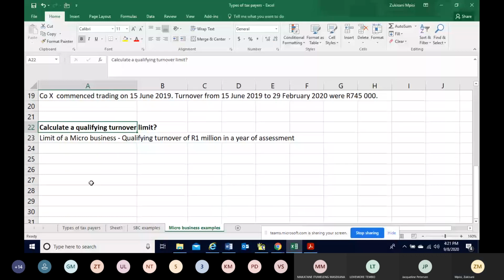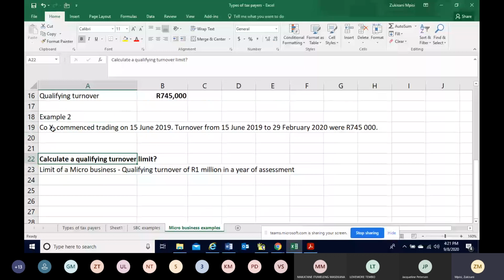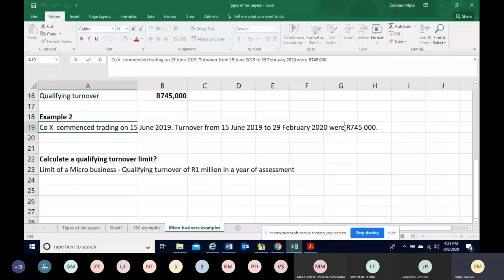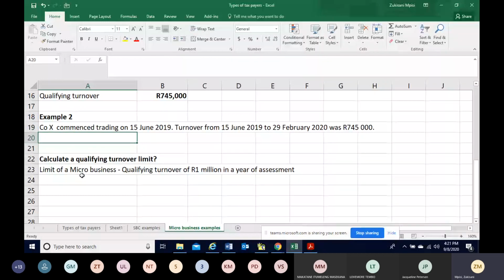micro business. Now, for this company, where we are dealing with example 2, we are told that company X commenced trading on the 15th of June 2019. The turnover from 15th of June 2019 to 29 February 2020 was 745,000. Now the question is to calculate a qualifying turnover limit. So how do we do this?